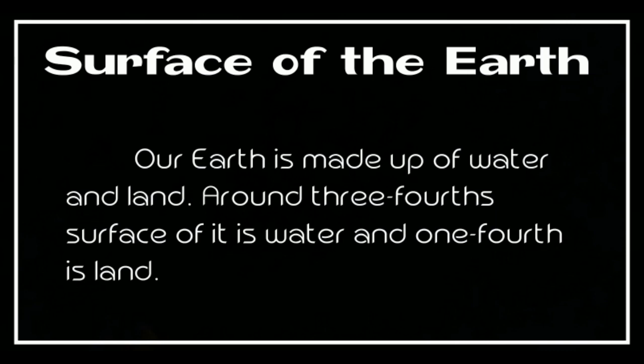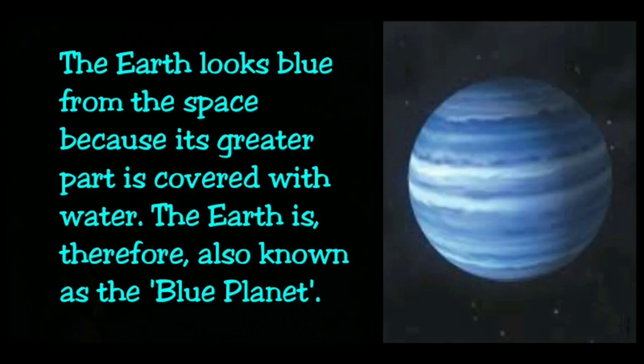Surface of the earth. Our earth is made up of water and land. Around 3/4 surface of it is water and 1/4 is land. The earth looks blue from the space because its greater part is covered with water. The earth is therefore also known as the blue planet. Means from the space, earth looks like blue planet because its greater part is covered with water.